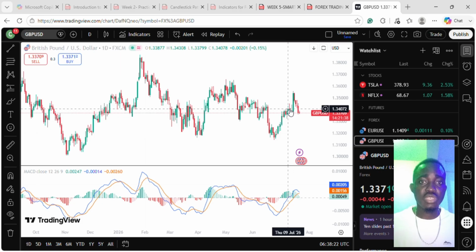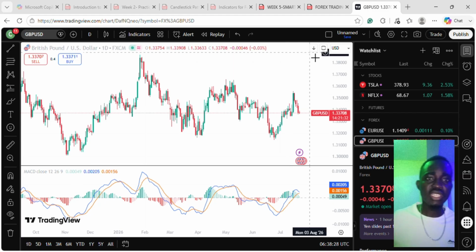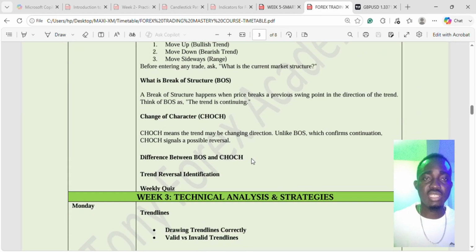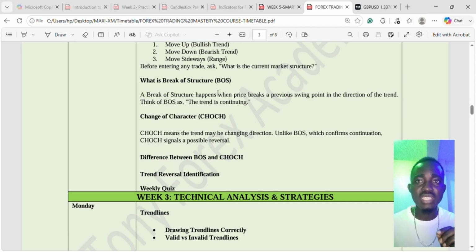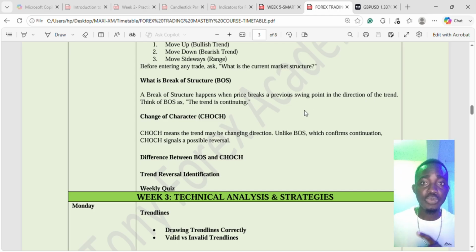So how can you do this analysis using the concept of smart money? When you look at this, we'll talk about two things and get the difference. First, we'll talk about what a break of structure is. This is a term that has really helped me to get into trades with confidence. A break of structure happens when price breaks a previous swing point in the direction of the trend. The keyword is direction of the trend, whether it is going up or going down. So let me show you on the TradingView panel.